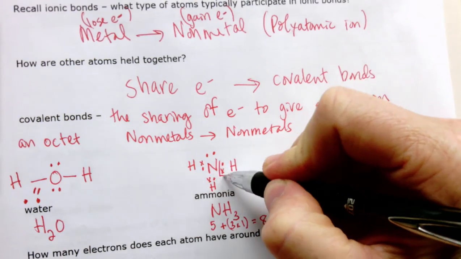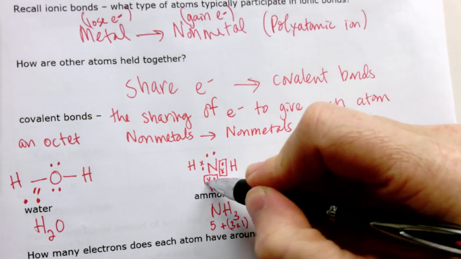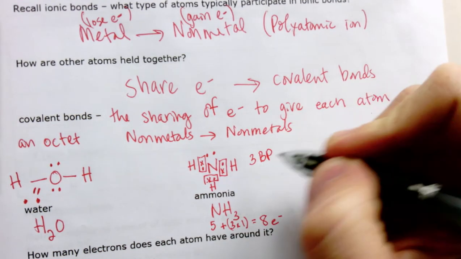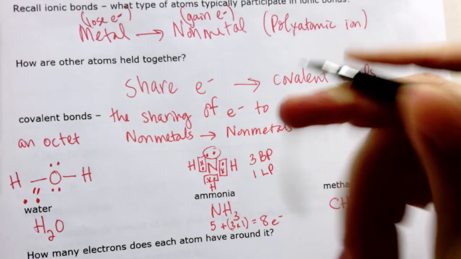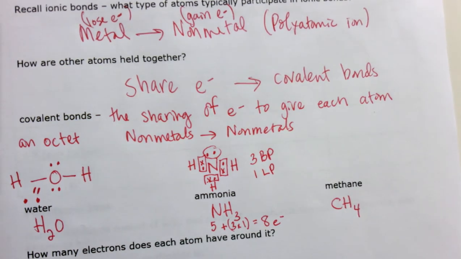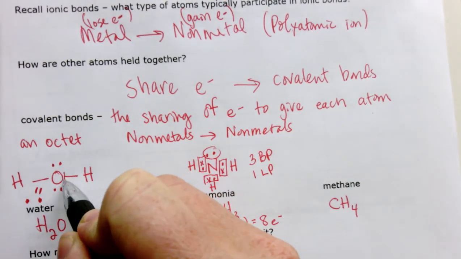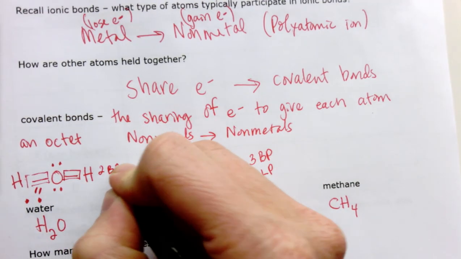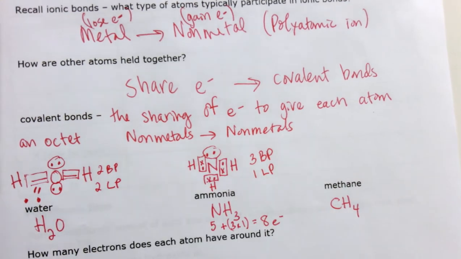Your bonding pairs, you could draw this as a line. I'm just going to put a rectangle around these so it's clear. So here I have 3 bonding pairs and 1 lone pair. I'm pointing this out because coming up we'll talk about molecular shape, and this can be very helpful. With water, you have 2 bonding pairs and 2 lone pairs.